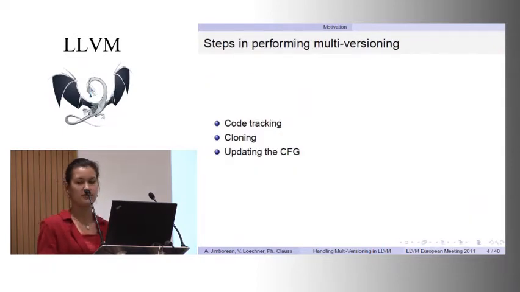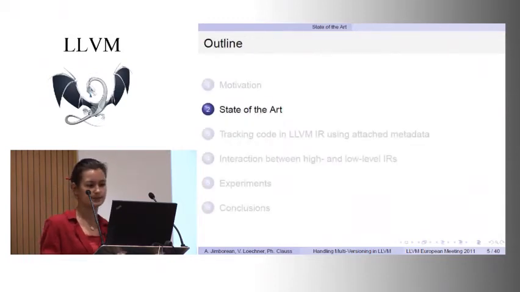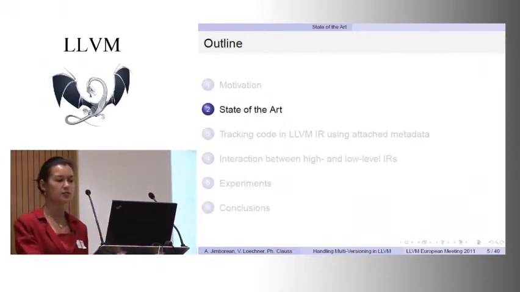What are the steps when we perform multiversioning? First of all, since we want to be as transparent as possible to the user, we start from the source code. So we need to mark the code, and then we have to track the code until the LLVM representation such that we find back the regions marked for multiversioning. The next step is to do cloning. We want to perform cloning and then to customize each of these clones into the most suitable representation for the task it has been designed for. And finally, we need to update the control flow graph such that we can reach all the multiple versions that we have. What are the previous approaches for this?